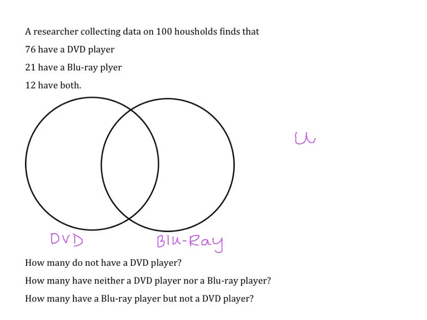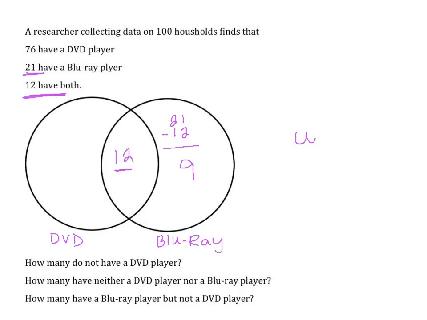When I work through these problems, I always like to start at the bottom and work my way to the top. So if they have both a DVD and a Blu-ray player, that 12 will go in here because that contains a DVD and a Blu-ray. For those who have a Blu-ray player, that would be the right-hand circle, but we have to take in consideration the 12. So 21 minus 12, that means 9 have a Blu-ray player. So 12 plus 9 would give our 21.